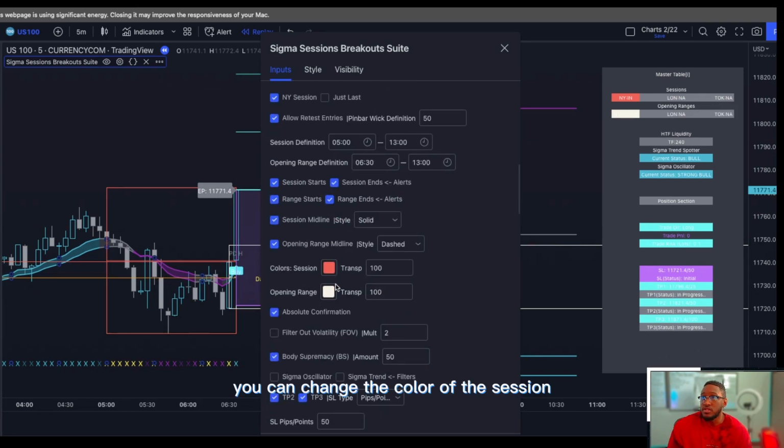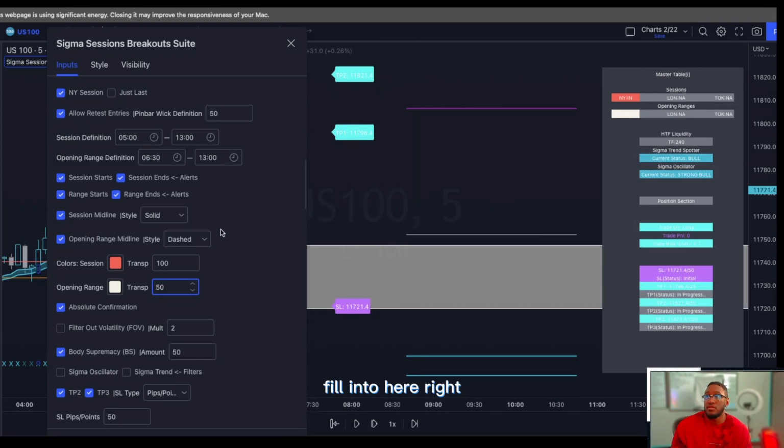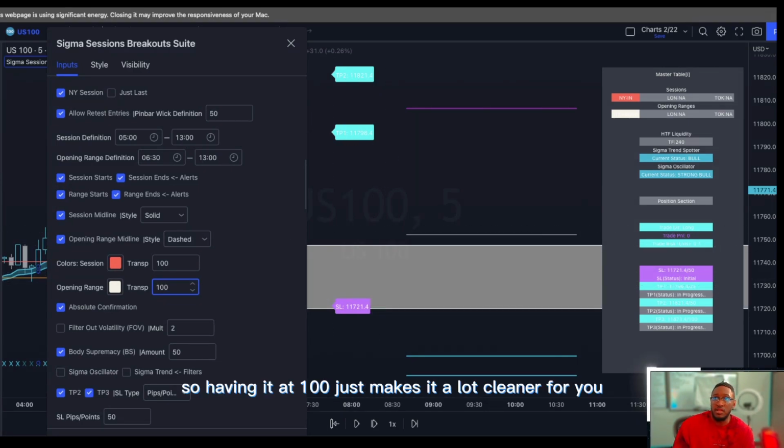You can change the color of the session, range, transparency, have it at 100. We'll do that. If I put this to 50, you're going to start seeing some color fill into here, right? So having it at 100 just makes it a lot cleaner for you.